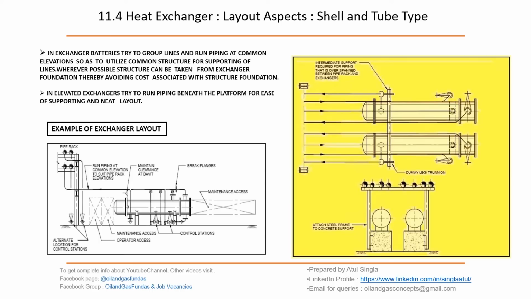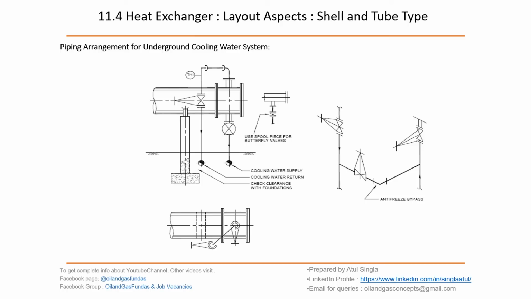In elevated exchangers, try to run piping beneath the platform for ease of supporting and neat layout. If the exchanger is located at grade, we have to provide a common support to support the lines moving at the same level. But if this exchanger is located at a higher elevation, these lines can be routed below the structure so that proper supporting can be done.